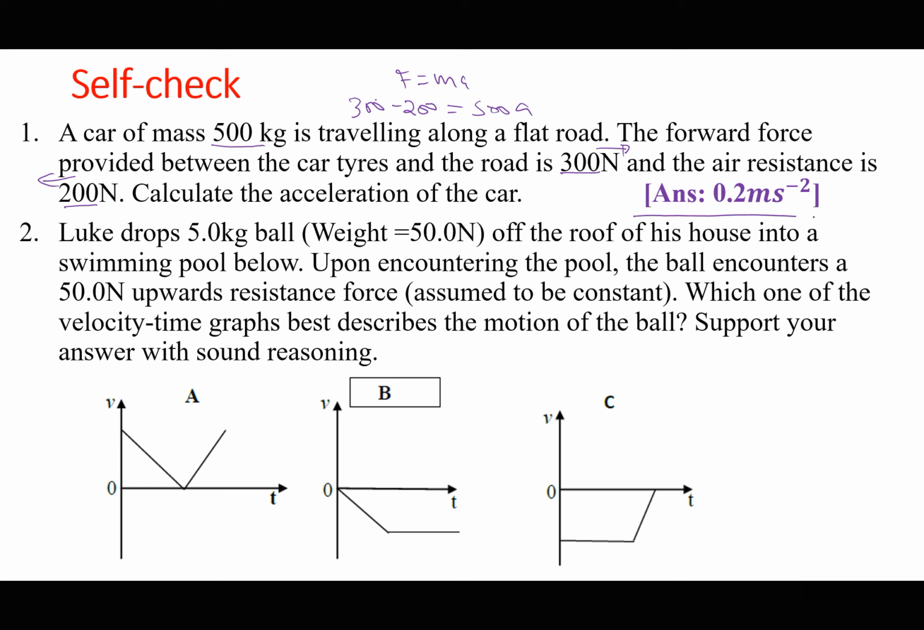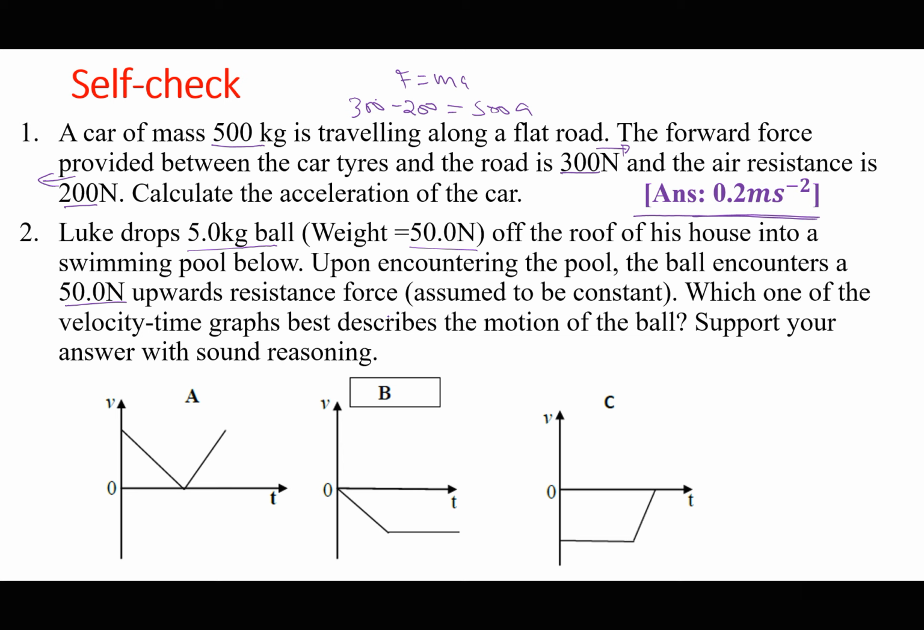So I think it gives us A as 0.2. Luke drops a 5 kilogram ball, weight 50 newtons, off the roof of his house into a swimming pool below. Upon encountering the pool, the ball encounters a 50.0 newton upward resistive force just upon encountering the pool. Which one of the velocity time graphs best describes the motion of the ball?